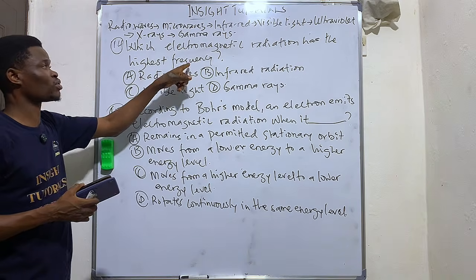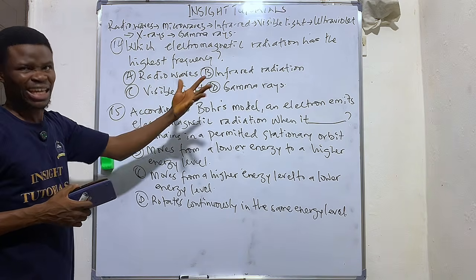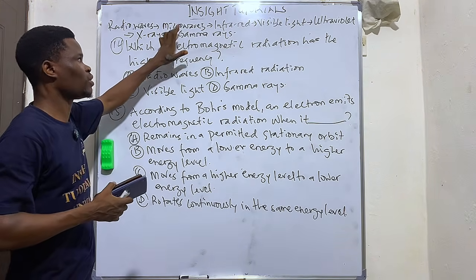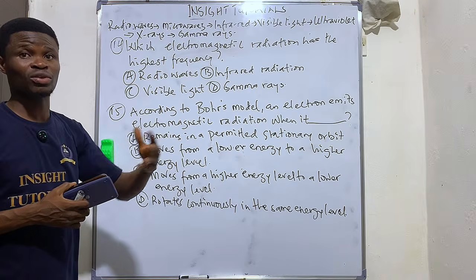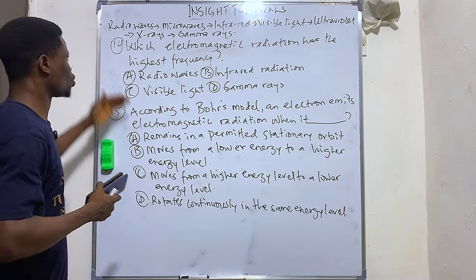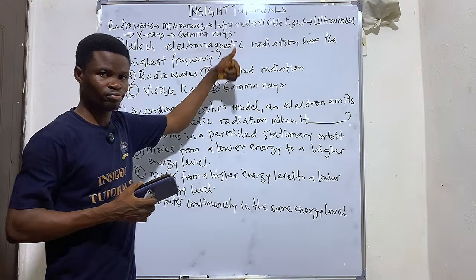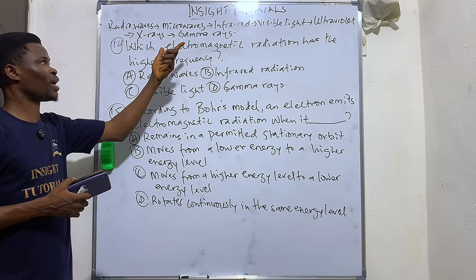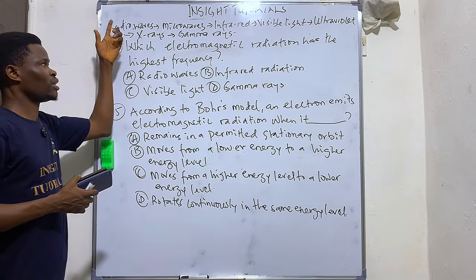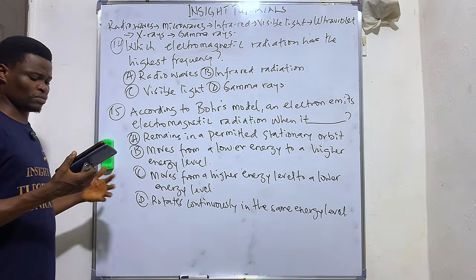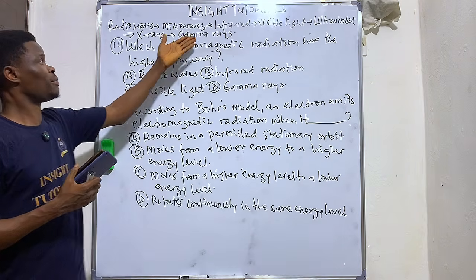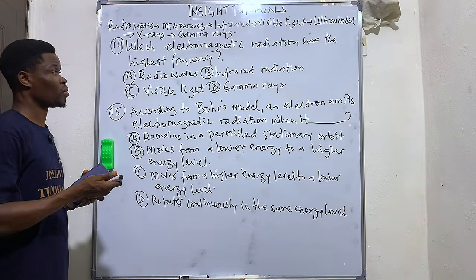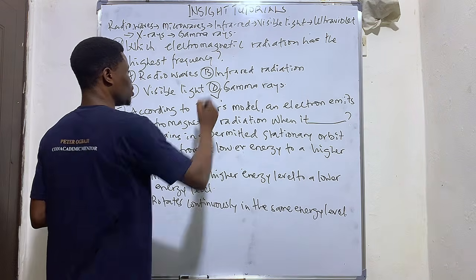Now that is in terms of frequency. But in terms of wavelength, radio wave is the highest, seconded by microwave, third by infrared, like that. So if a question asks which has the highest wavelength, you should consider it in this order. But if you're talking about highest frequency, this is the highest one. In terms of photon energy, gamma ray also has higher photon energy compared to X-ray. So the correct option to this question, from what I've explained, is option D, which is gamma rays.